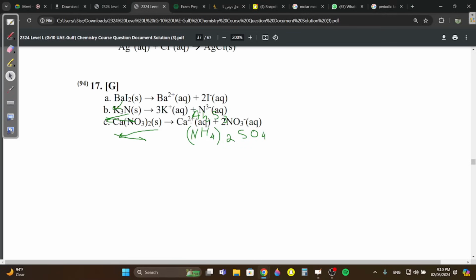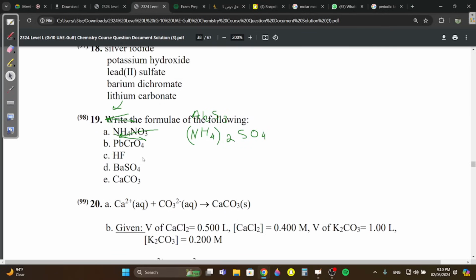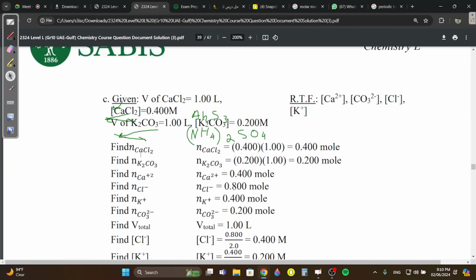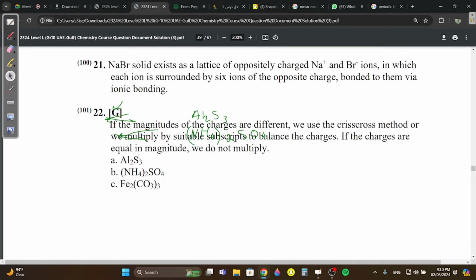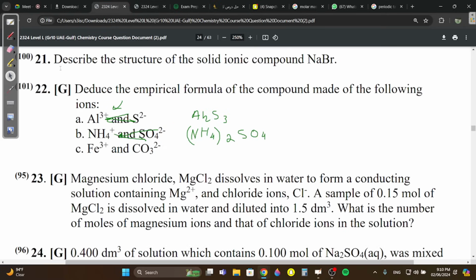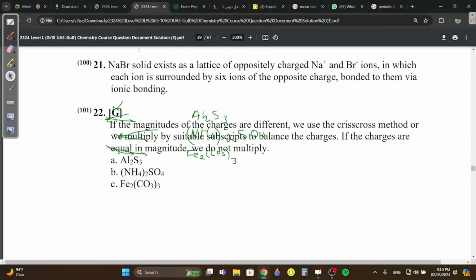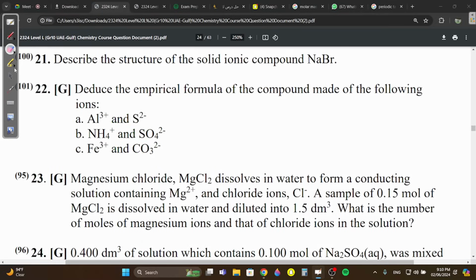Is that correct? Why does that look wrong? Okay, yeah, it looks correct. This one, again, crisscross. The 2 goes to Fe, so Fe2, and then the 3 goes outside of CO3, because it's already a compound. There you go. Question 23.